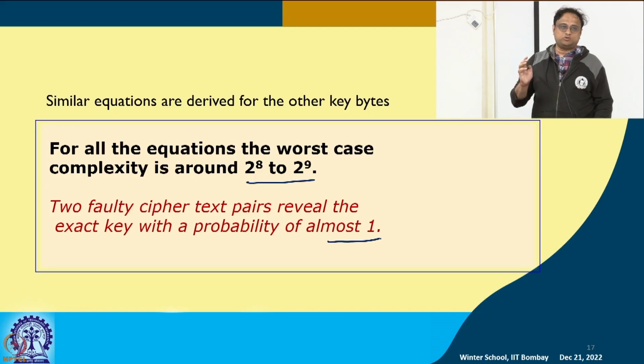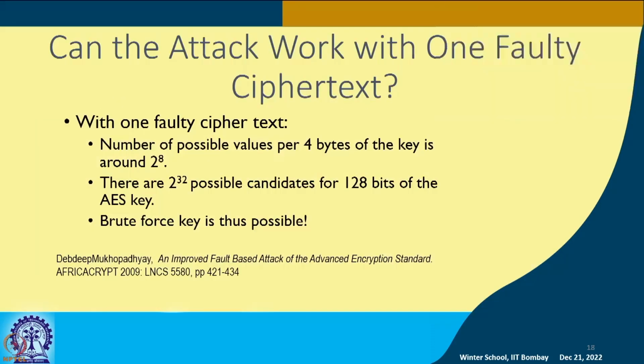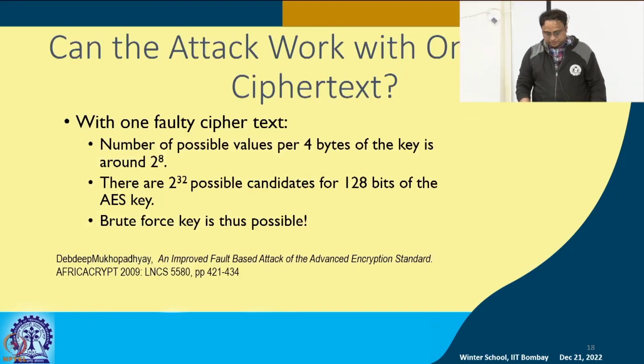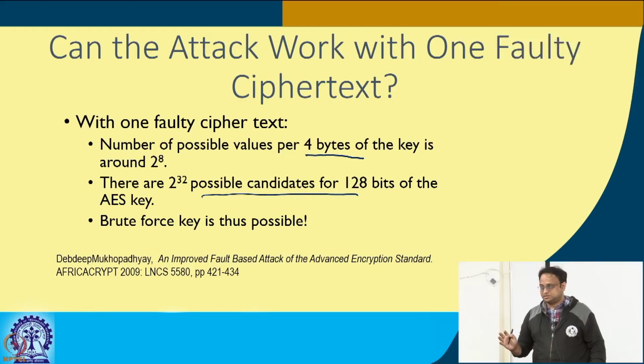Like, I told you with one fault, but if you get two faults, then you can uniquely retrieve the key. So this was an old paper that was published where we showed that with a single fault, only 2 to the power of 32 possible candidates are there, because remember that so far we have been recovering only 4 bytes of the key, but in AES 128, how many 4 bytes are there? There are 4 key bytes, because there are totally 16 key bytes, right?